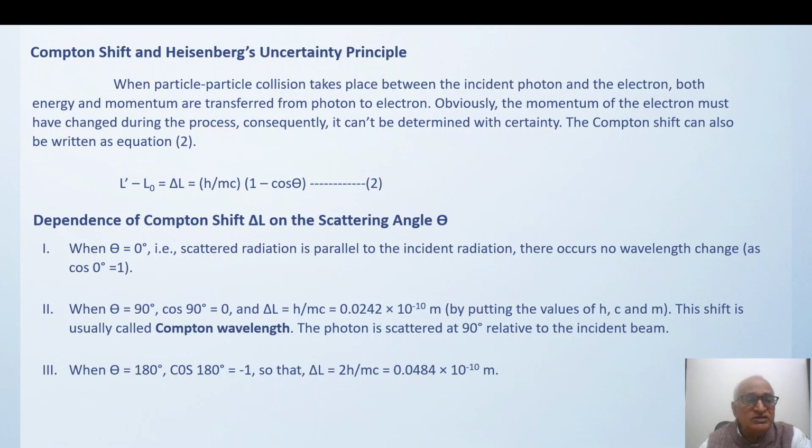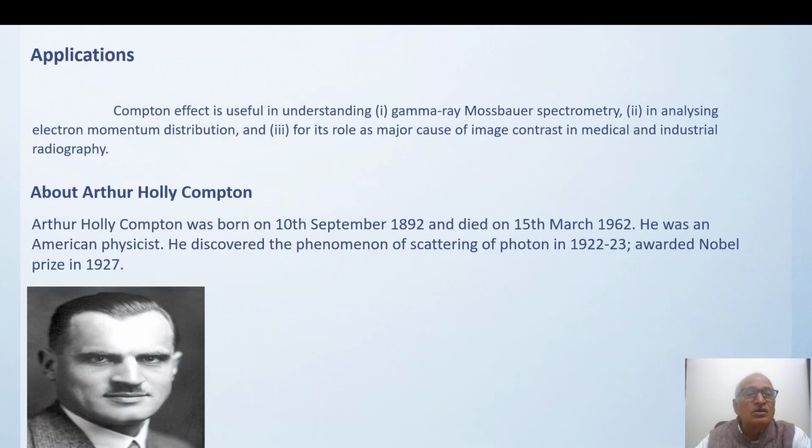When theta is 180 degree, and you know cos 180 is minus 1. So again looking at equation 2, delta L becomes equal to 2h upon mc. That is twice the value when theta is 90 degree, and calculation comes out to be 0.0484 angstrom or 0.0484 into 10 to the power minus 10 meter.